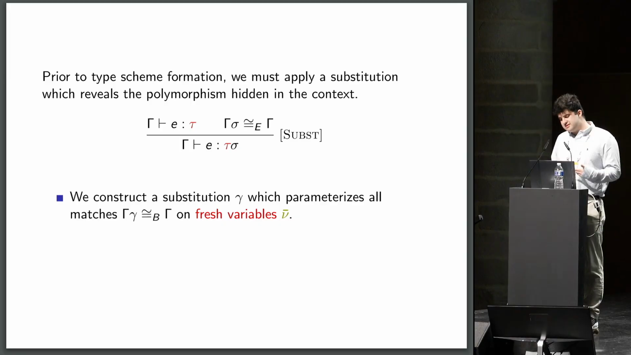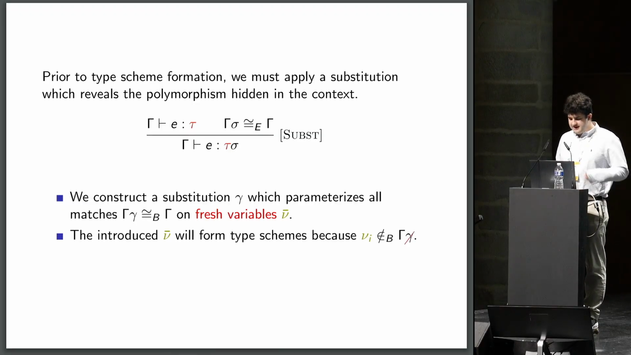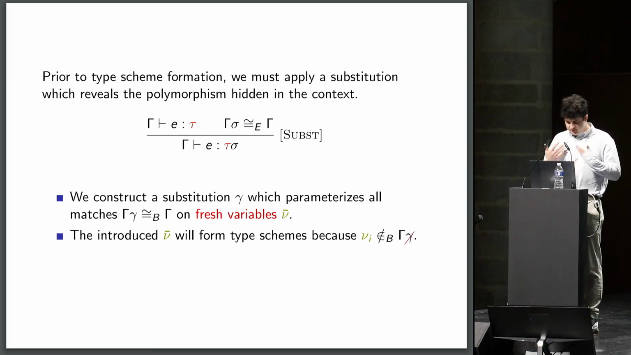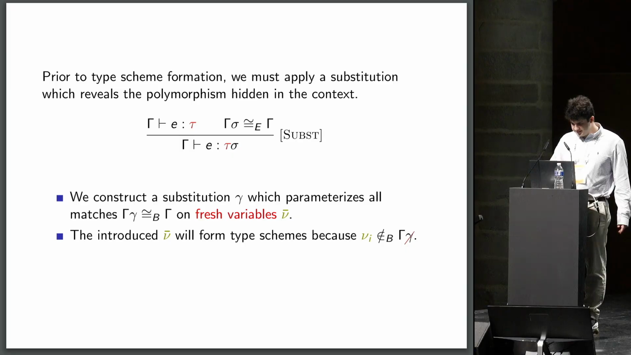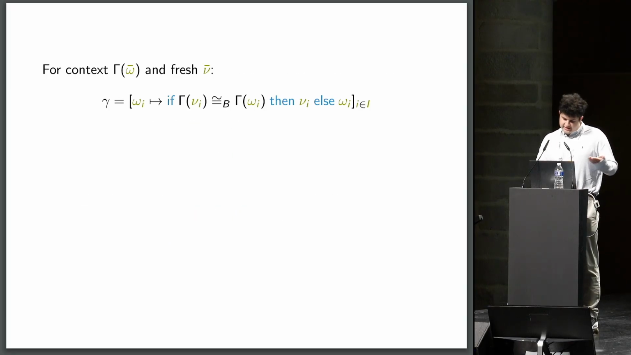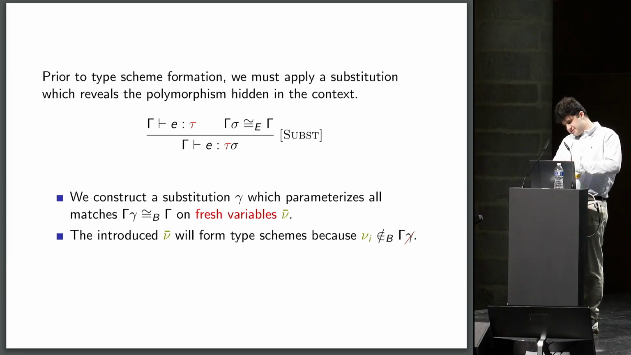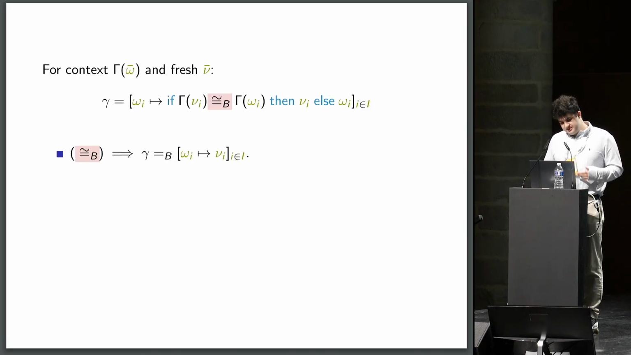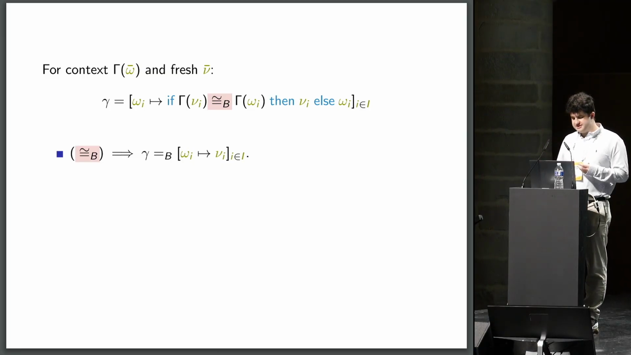Okay, and so we'll construct a substitution gamma which parameterizes these self matches on fresh type variables, right? And the new fresh type variables will form type schemes because they can't appear in the context, because it's a self match. Okay, so basically what's going to happen is we're solving the self match context equation using something called Lévenheim's method.